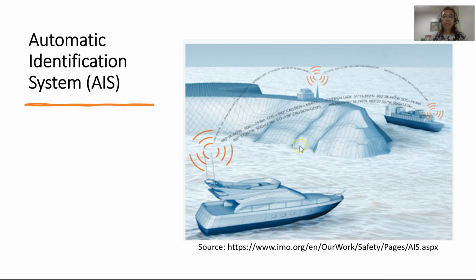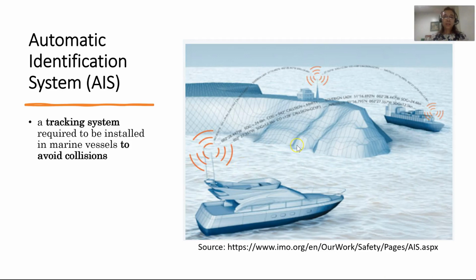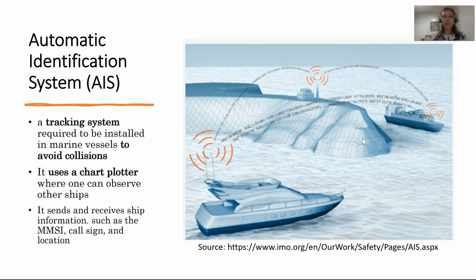What is an AIS? It is a tracking system that is required to be installed in ships to avoid collisions. It has a chart plotter, usually, that will show the different information such as call sign, locations, the maritime mobile service identity, and the other information.